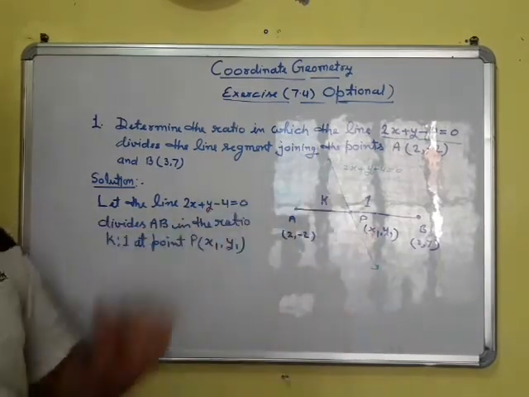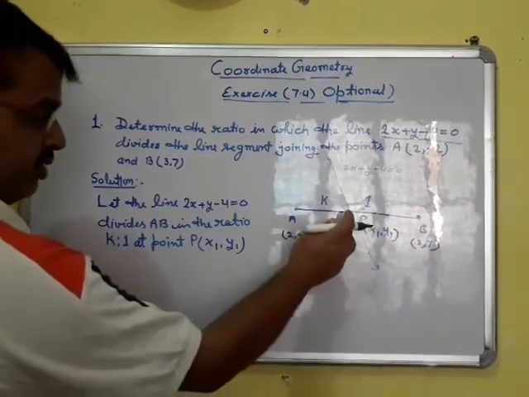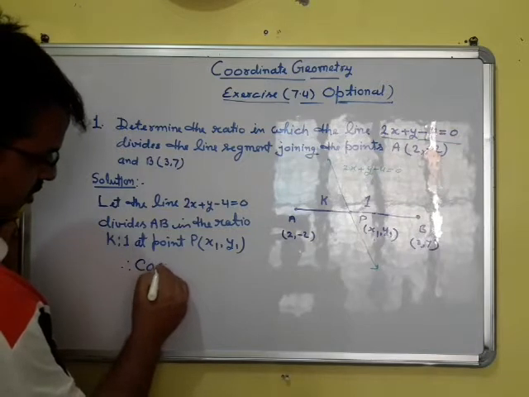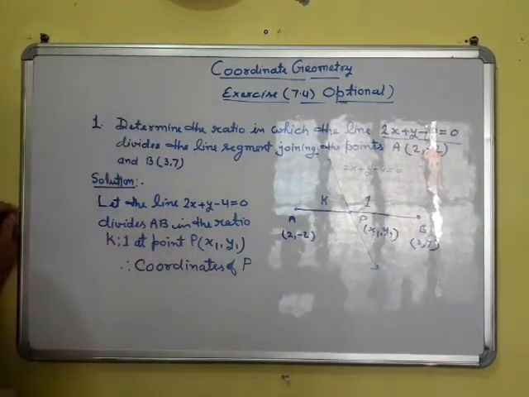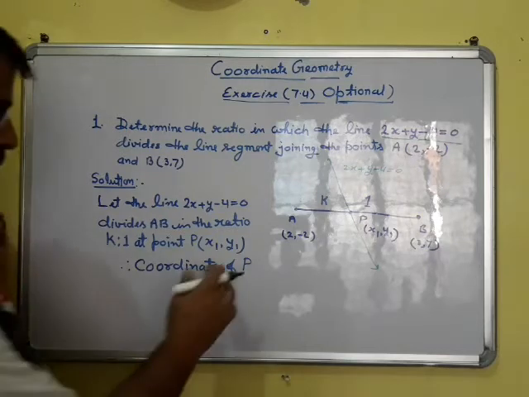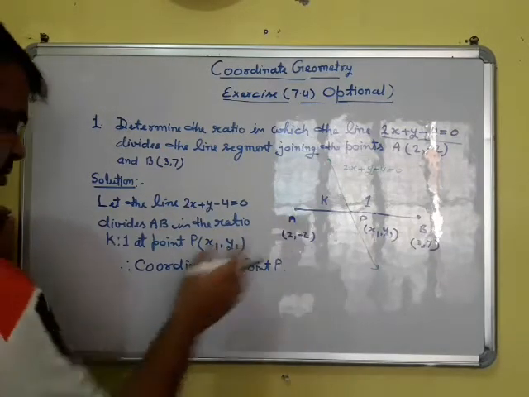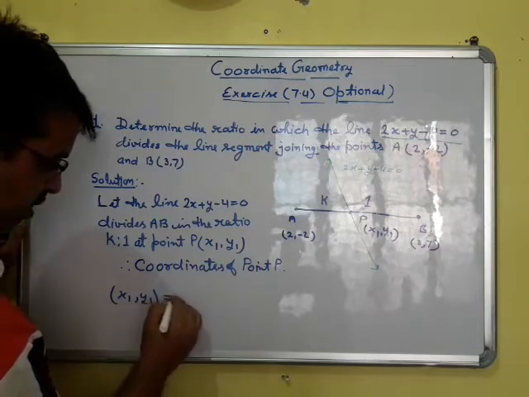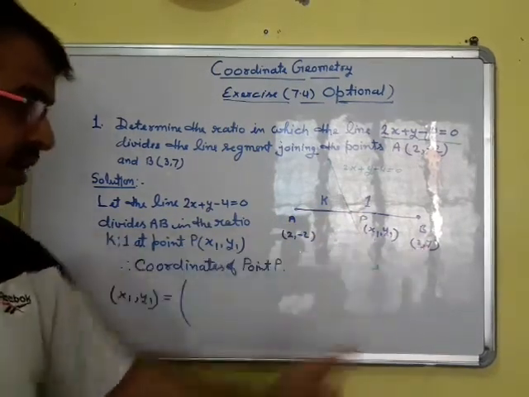So first we find the coordinates of P. To determine the ratio in which the line divides the line segment between points A and B, we first find the coordinates of P. Use here the section formula. Now the coordinates of the point P, x1, y1, are equal to, using the formula with m1, m2, x1, x2, y1, y2.